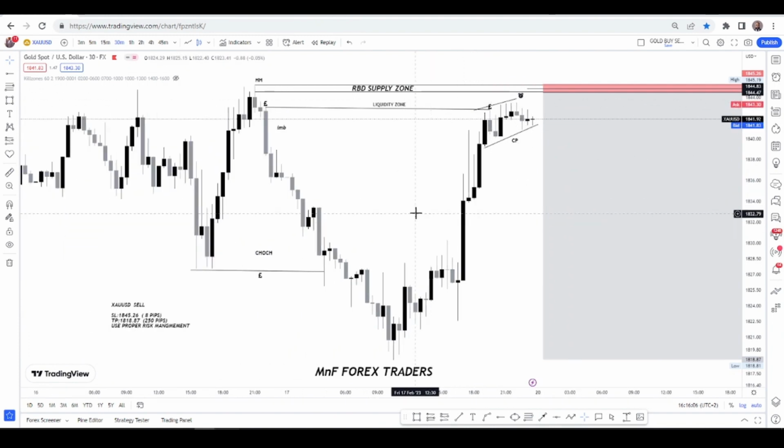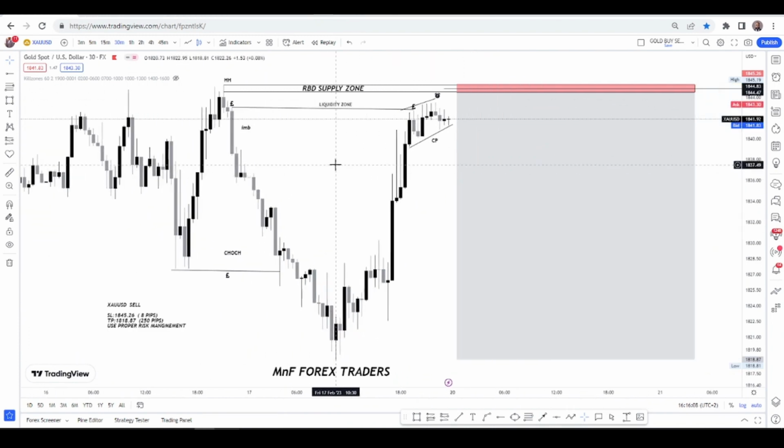And usually what comes after a compression? Expansion, right? So the expansion can either be to the upside or to the downside. So we just wait for the price to break out of this consolidation right here, either to come to this level here. If it comes to our level right there, then we'll be looking for sales.